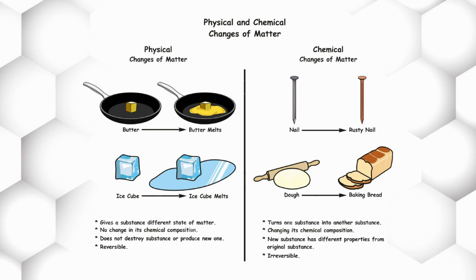Let's now highlight the differences between physical and chemical changes. Physical changes give a change in the state or phase. There's no change in chemical composition. Physical changes do not produce new substances and are reversible. Otherwise, chemical changes form new substances. There's a change in chemical composition, and then the new substance has new properties and is irreversible.